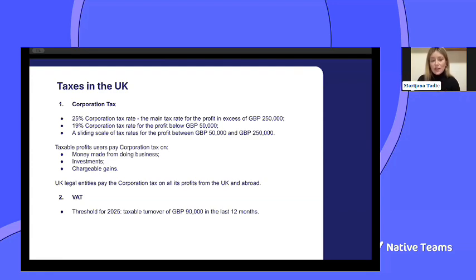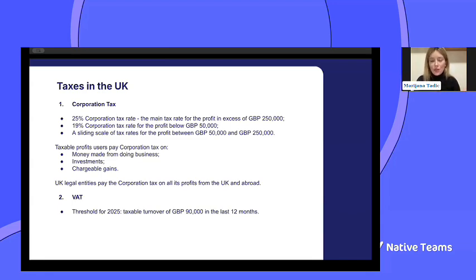250,000 British pounds. The second one is a lowered tax rate, which is designated for small and medium enterprises, but it is applicable for profits below 50,000 GBP, and usually the first 50K are always taxed at the 19% corporation tax rate. Of course, if the company has profits between 50 and 250 thousand GBP, then a sliding scale of tax rates will apply. So corporation tax in the UK is payable on taxable profits as follows.